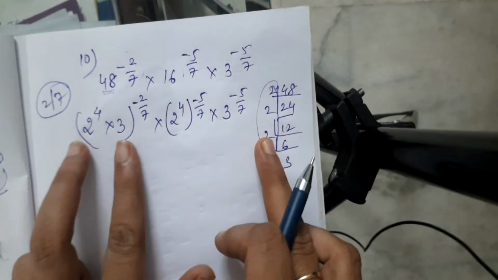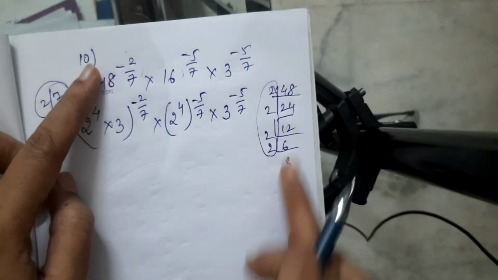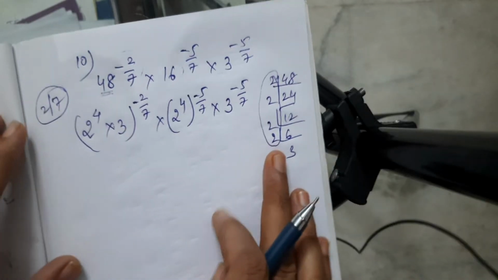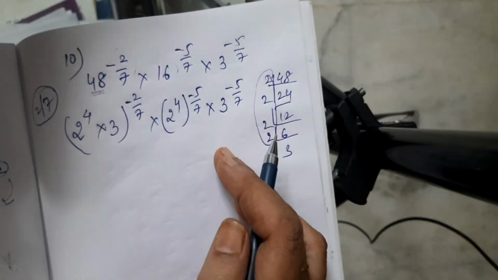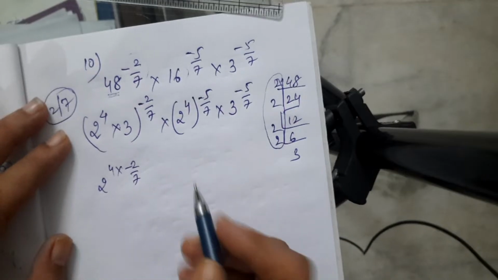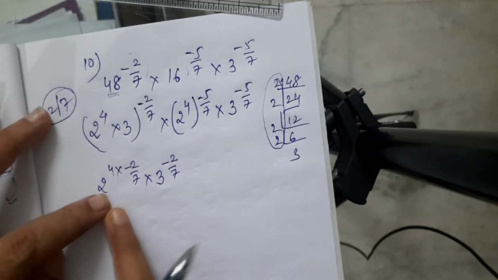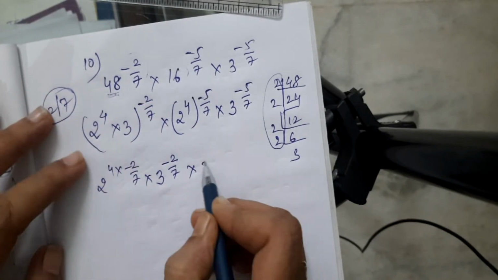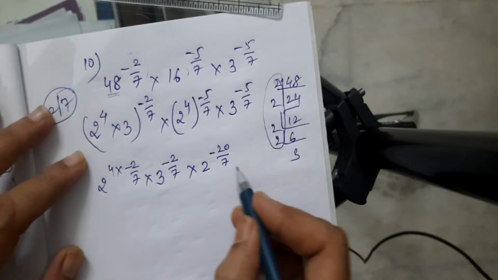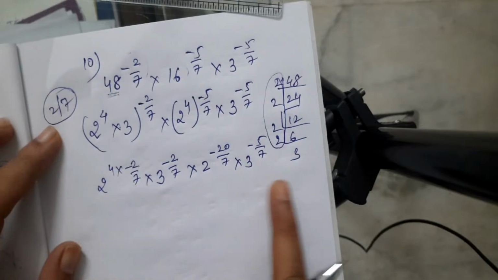All we wrote in power form, whatever we got. Now, if power to power is there, we are going to multiply. First we split out and got the factors of that number. Whatever factors you are getting, write them down with the power. Now split them. So here it is 2 raised to 4 multiplied by minus 2 by 7, again 3 raised to minus 2 by 7. This first we did, the second term we did the same way: 2 raised to 4 multiplied by 5 is minus 20 by 7. Again 3 raised to minus 5 by 7.